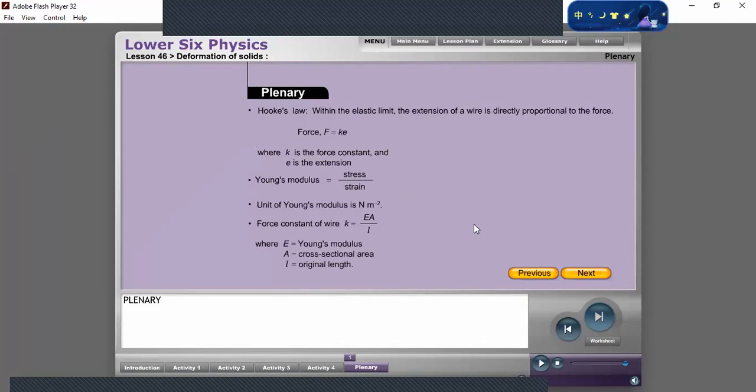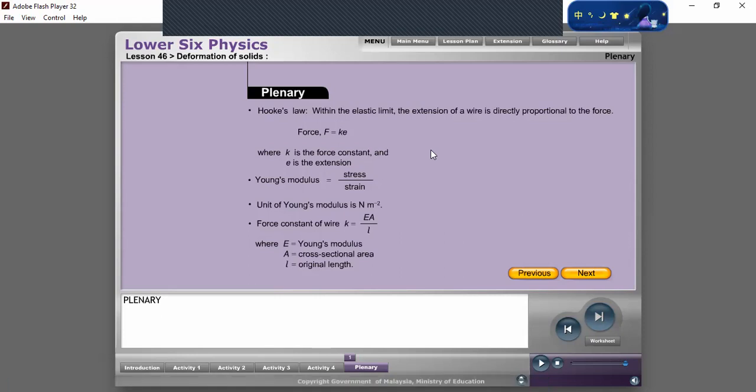Hooke's law states that within the elastic limit, the extension of the wire is directly proportional to the force, where the force is equal to ke. K is the force constant and e is the extension. Young's modulus is equal to stress over strain, and the unit for Young's modulus is newton per meter square. So from here, the force constant of the wire k is equal to EA over L, where E is the Young's modulus, A is the cross-sectional area, and L is the original length of the material.